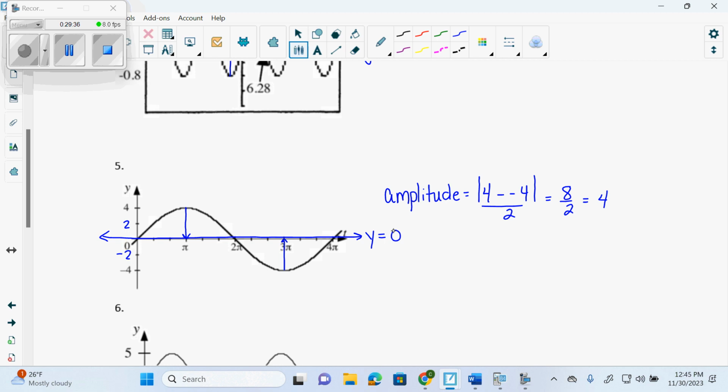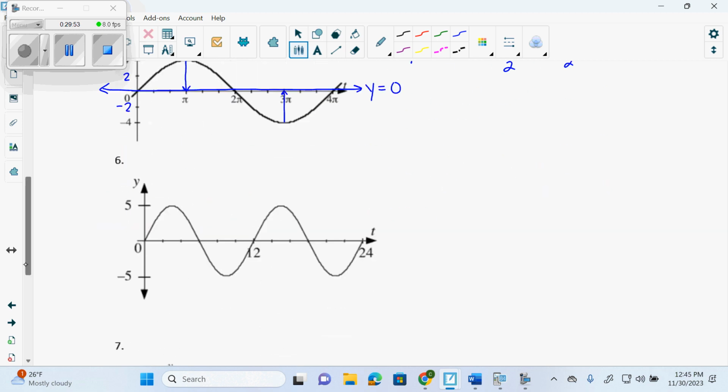Now, it doesn't always go to y equals 0. Like that other one we had was not y equals 0 on the previous page, right? It was a different number. It's y equals 0 every time the graph has the same amount above as below. Same amount above as below, you will always get that x-axis being your midline.